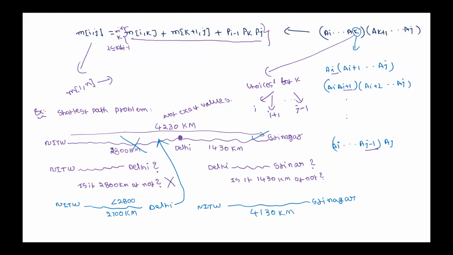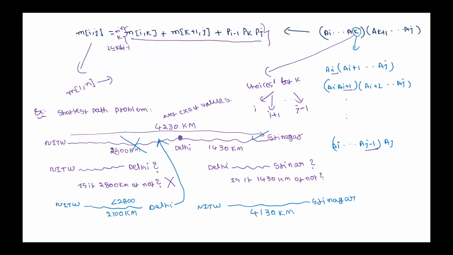See, someone has already told us that the NITW to Srinagar shortest distance value is 4230 kilometers. And they have also told us that that path goes via Delhi. Now we can ask two questions: NIT Warangal to Delhi, what is the distance? Delhi to Srinagar, what is the distance? NITW to Delhi, the distance is 2800 kilometers. Whether it is correct or not. So someone said it is not correct.